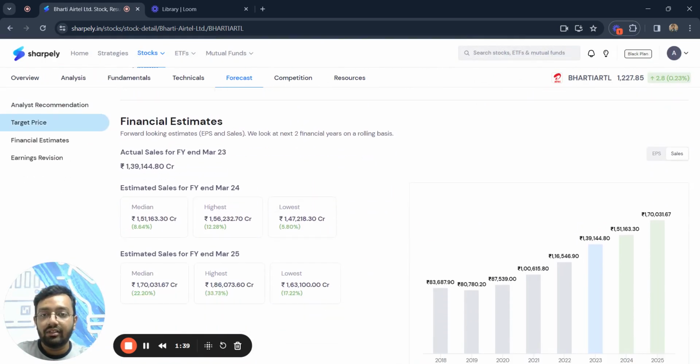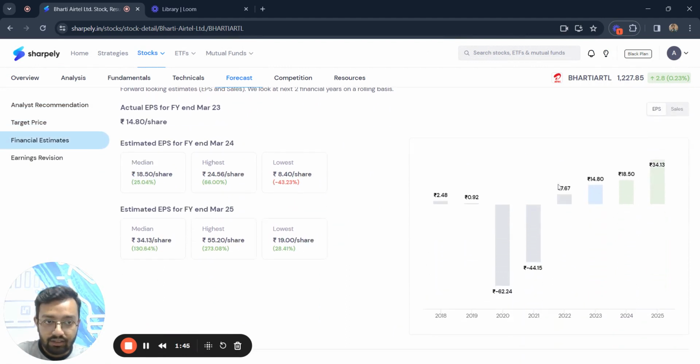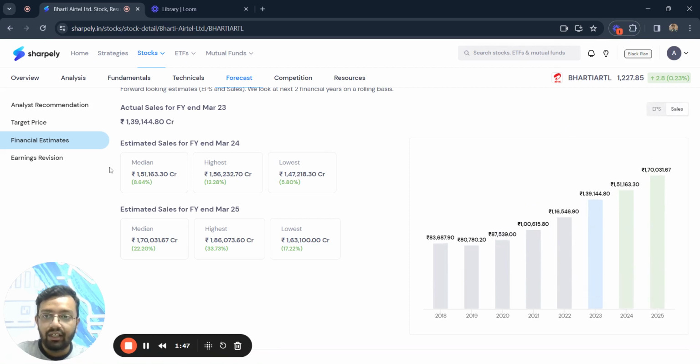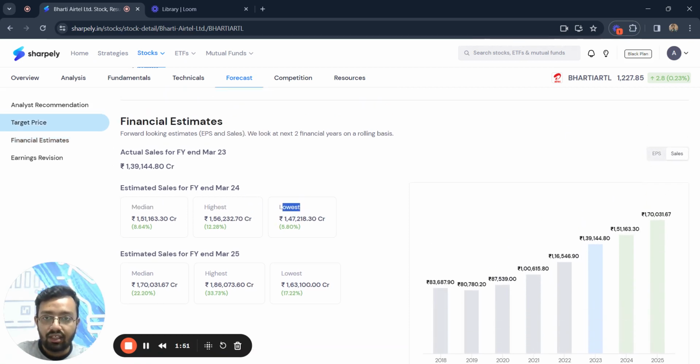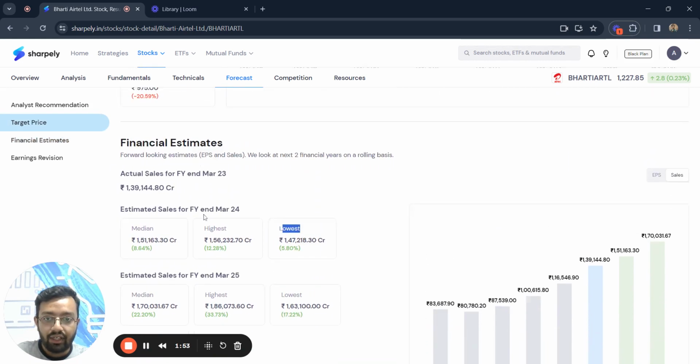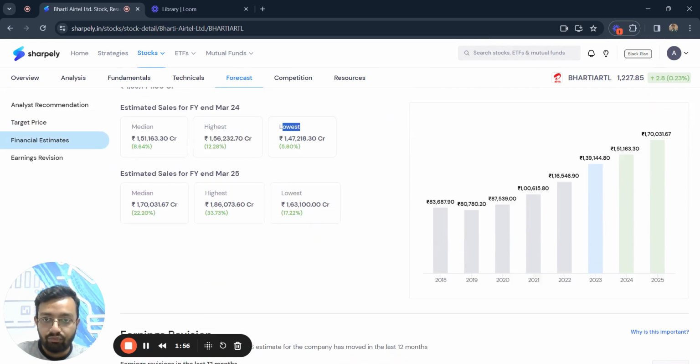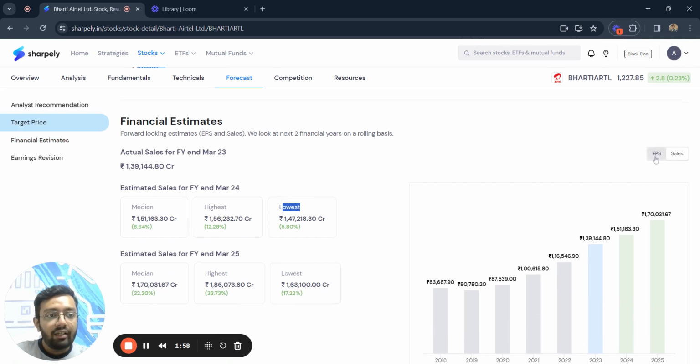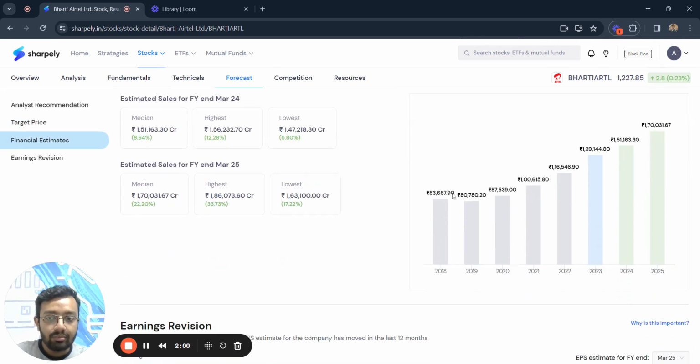The third part is the financial estimate. Here we give the analyst estimates of EPS and sales, and again we show median, highest, and lowest values. Now these are the analyses for FY24, and both analyses are visible here.